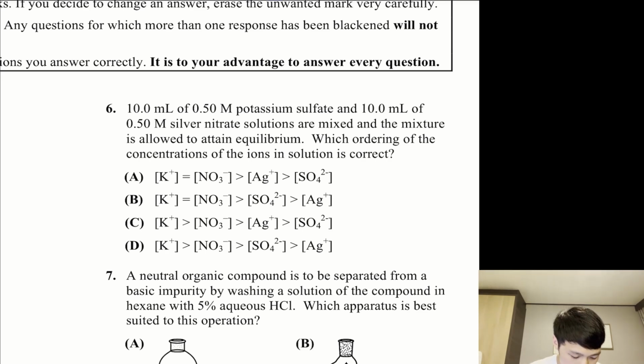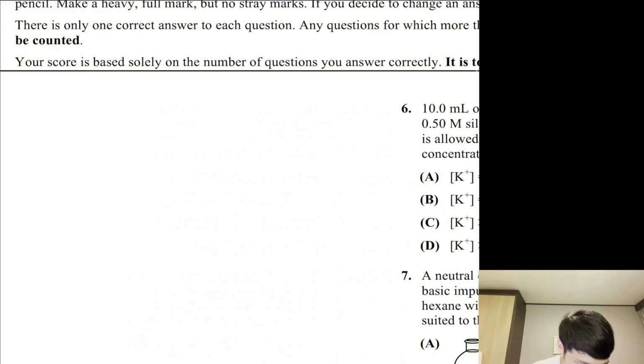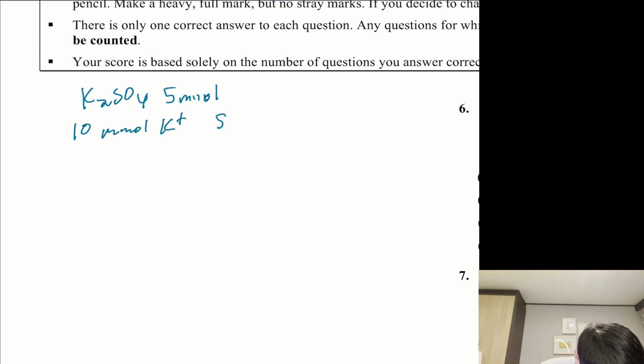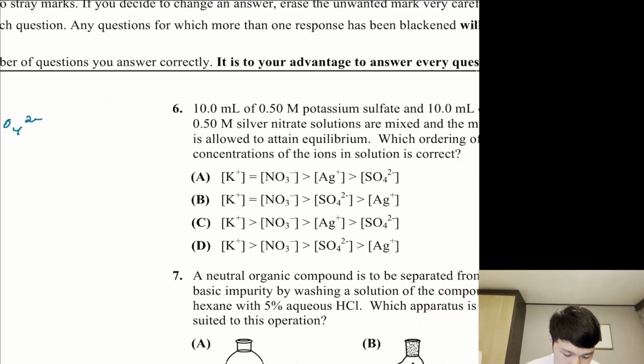So we are adding 10 mL of 0.5 molar potassium sulfate. So let's just write that out. This is K2SO4. And we're adding 10 mL of 0.5 molar, so that's 5 millimoles of this compound. So we're adding 5 millimoles of this sulfate salt. All right, so you can imagine this would create 10 millimoles of K+ and 5 millimoles of SO4 2-.